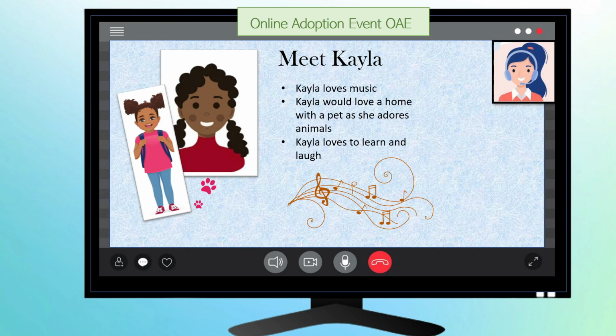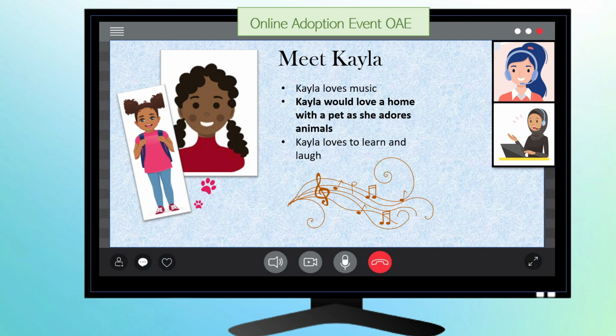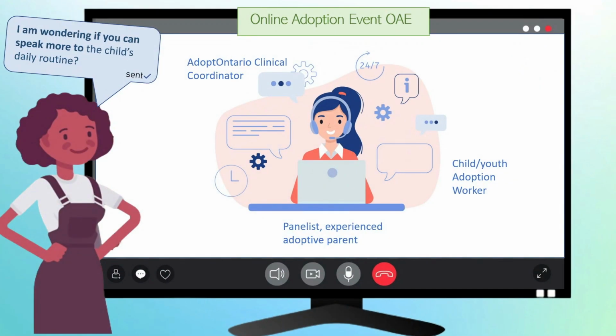These events can be tailored to the children and youth being presented, whether it is an event about siblings, unique needs, or maybe a specific cultural background. The child or youth's worker will share information and pictures to help you get to know the child or youth a bit better. We also typically have a panelist at our events who usually is an experienced adoptive parent or someone with expertise on the topics that we're covering in that event. These events also have a live Q&A, which allows you to type in a question and have it answered live by either a clinical coordinator, the child's adoption worker, or even the panelist.